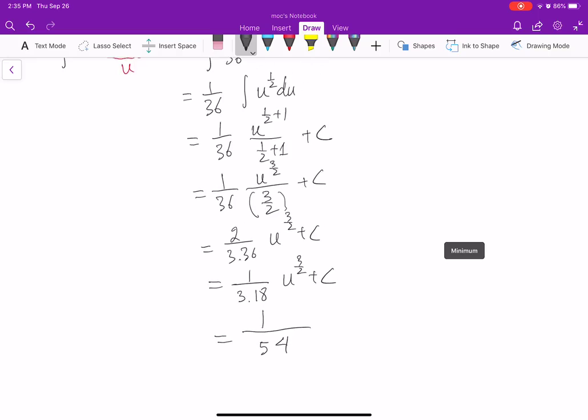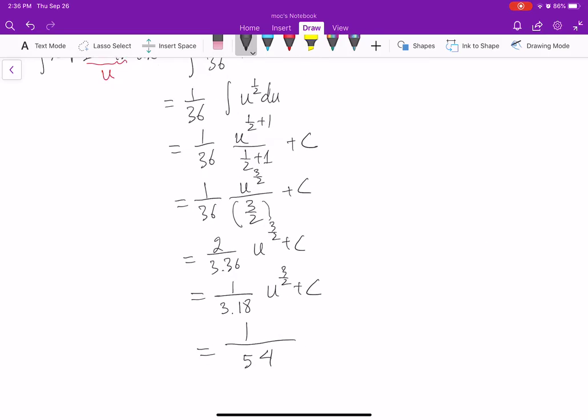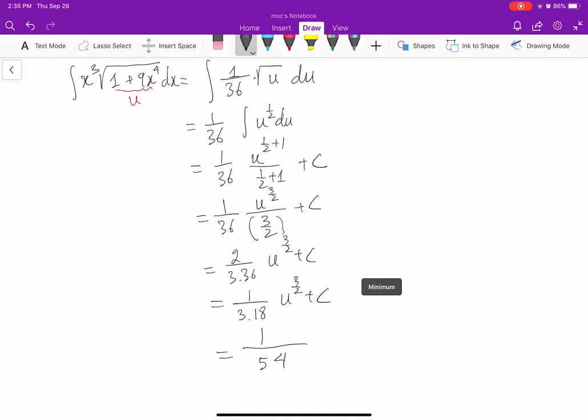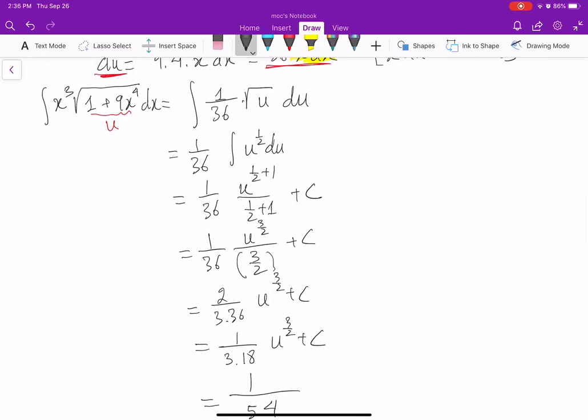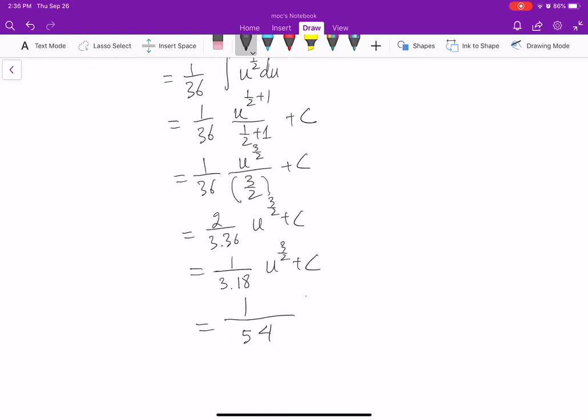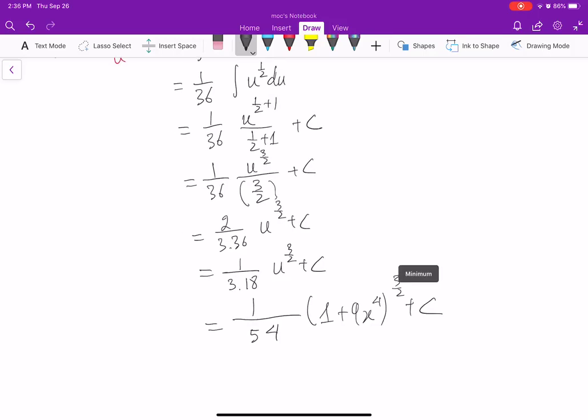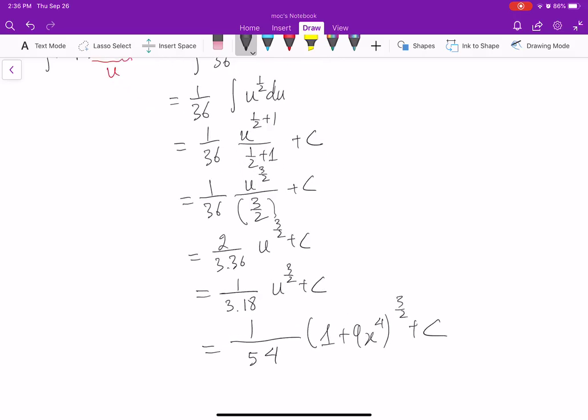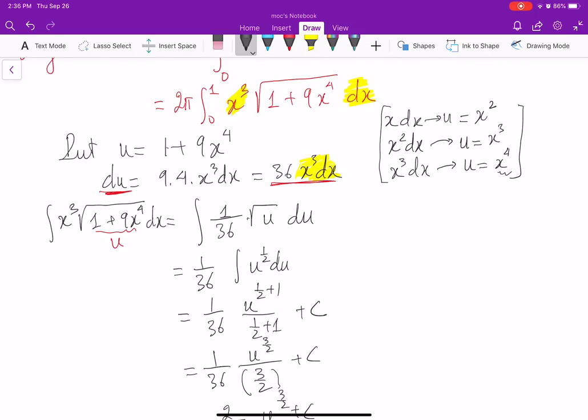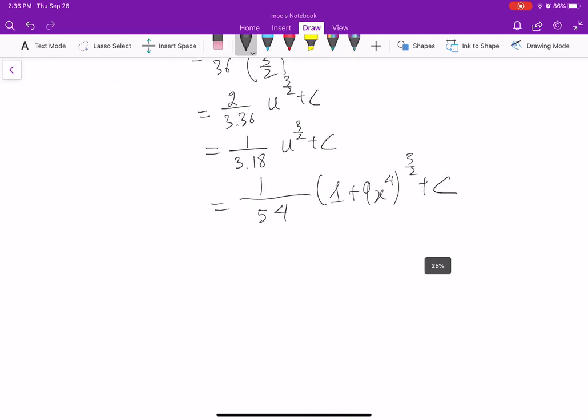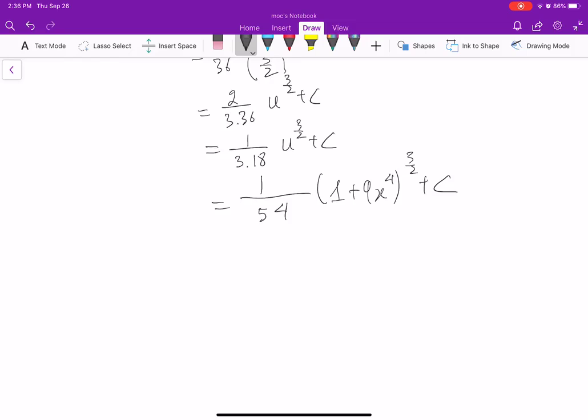And then I will not write u in this case. I will bring our substitution back here, because our substitution is 1 plus 9x to the 4. So I have 1 over 54 times 1 plus 9x to the 4, to the 3/2, plus c. All right, so only at this step I will plug in the integration limits, which are 0 and 1. So I have the area equal to 2 pi times 1 over 54 times 1 plus 9x to the 4, to the 3 over 2, evaluated from 0 to 1.